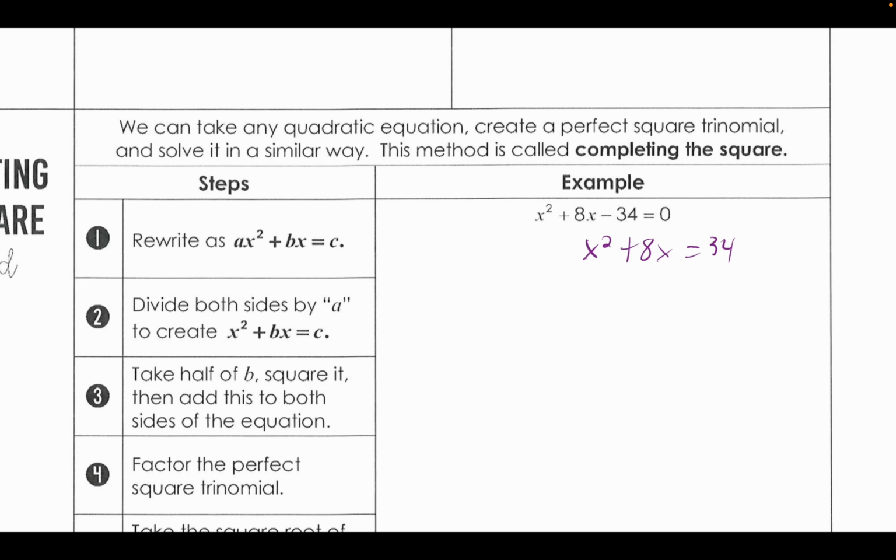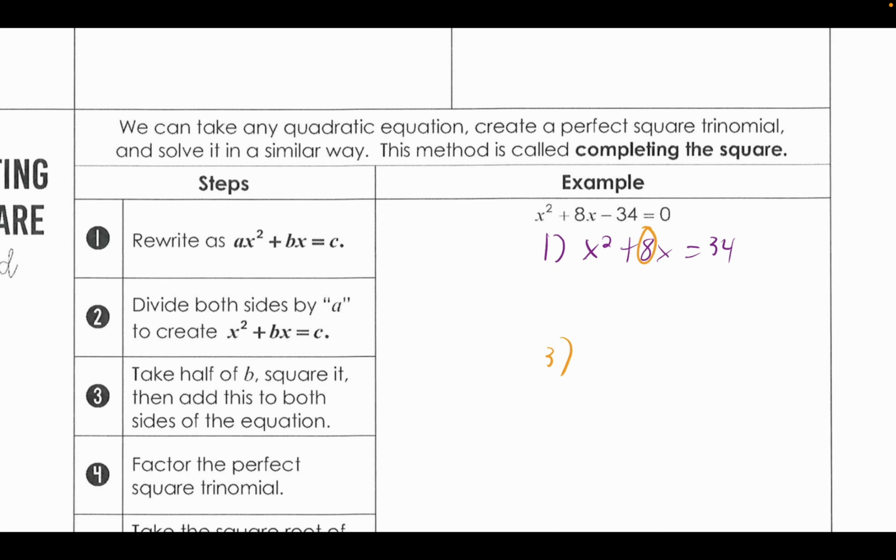I should note that is step 1 here. Then step 2, if applicable, which is not here, we would divide both sides by a, or every single thing by a. So if there's another number here than 1, such as 2 or 3 or 4 or 1/2 or whatever, you have to divide everything by that number. Once again, we don't have to here, so we're going to go to step 3. Step 3 is where you take half, and I'll move it down to where step 3 would be. We'll take half of b, square it, then add this to both sides of the equation.